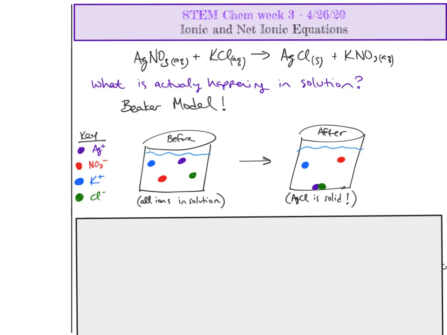So if we look at a simple reaction, silver nitrate plus potassium chloride, we see that we make solid silver chloride and keep some aqueous potassium nitrate. So the big question here is what's really going on in that solution? That's what we're trying to get at. And so one way we've used already is to show a beaker model. We see before the reaction takes place, all those ions are just floating around in solution, and after it happens, that silver chloride is a solid, it drops out, and the other ones are still just floating around in solution.